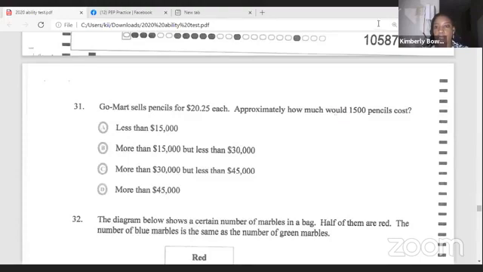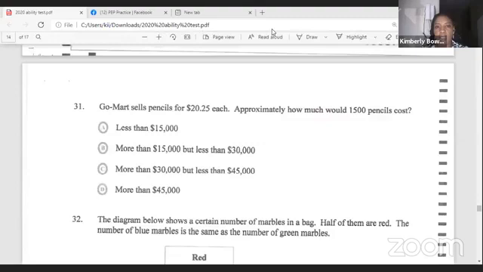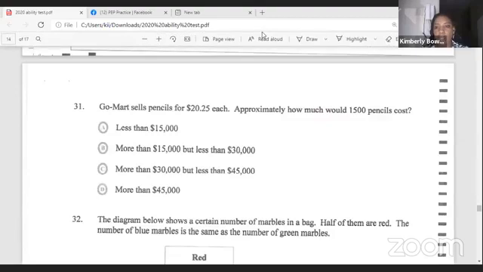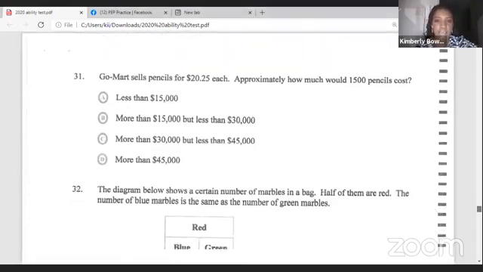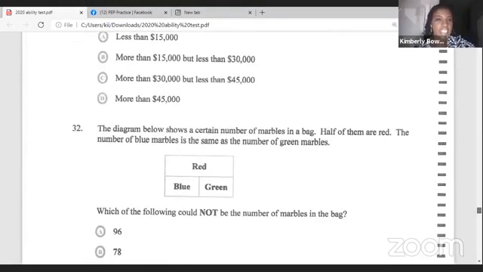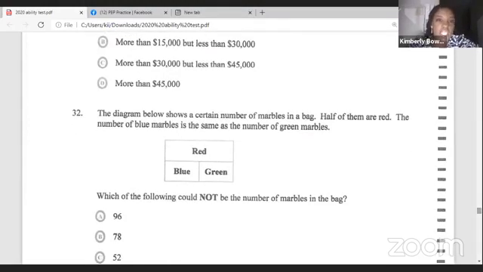I'm seeing some answers there in the chat. The annotation does not work well when you're not writing just a sentence, when you're doing the work. I have to master my annotation. So the answer is C, because 30,375 is more than 30,000, but less than 45,000.